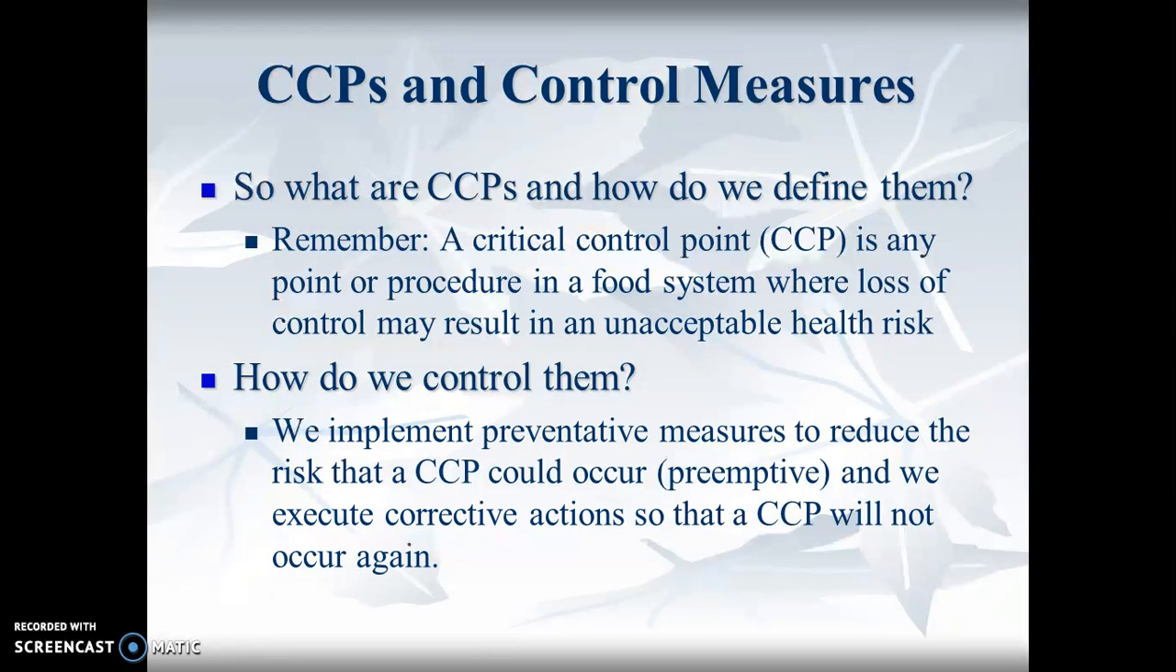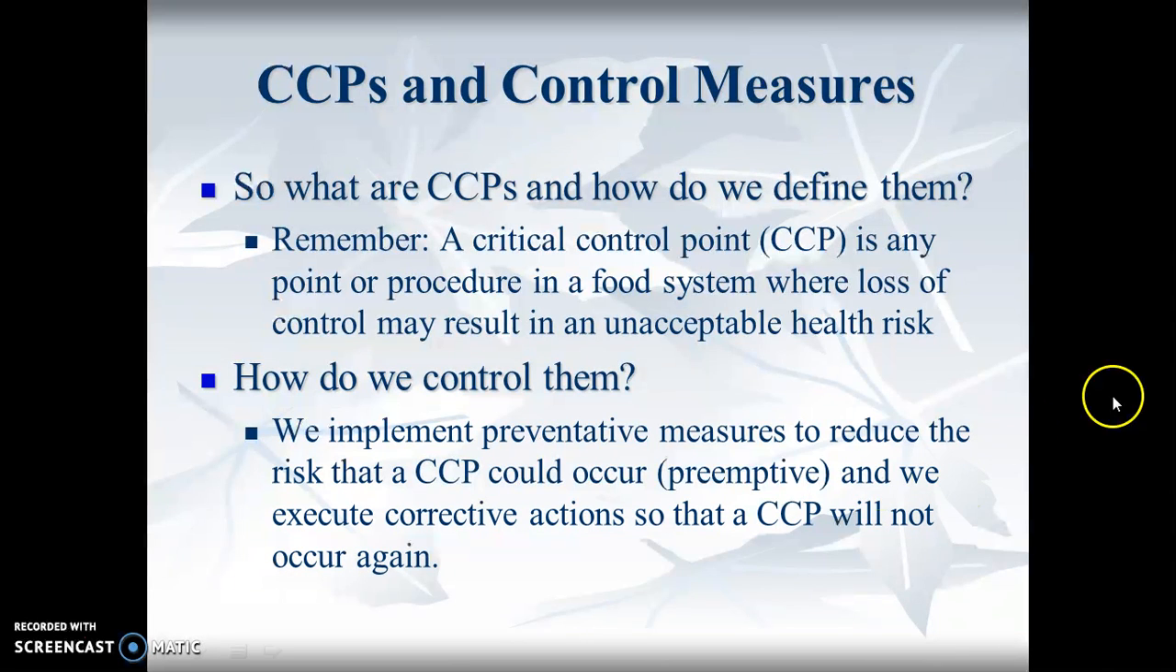CCPs and control measures. So what are CCPs and how do we define them? A critical control point is any point in a procedure in a food system where loss of control may result in an unacceptable health risk. How do we control them? We implement those preventative measures to reduce the risk that a CCP could occur. Preemptive. Remember, HACCP is not a reactionary process. It is something to reduce risk before it ever occurs. It does not respond. It tries to prevent.